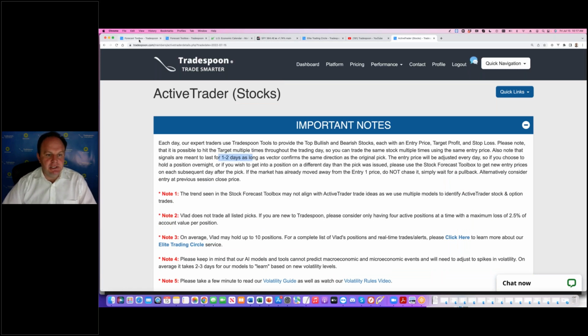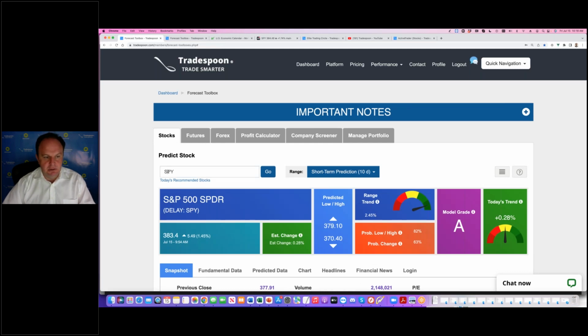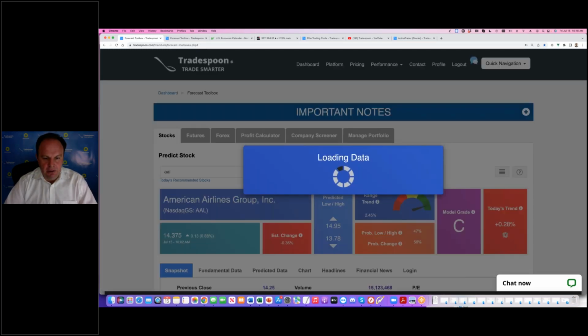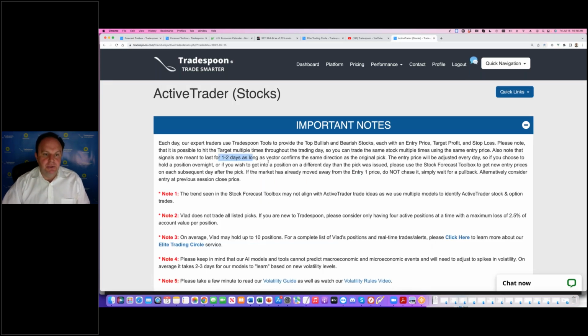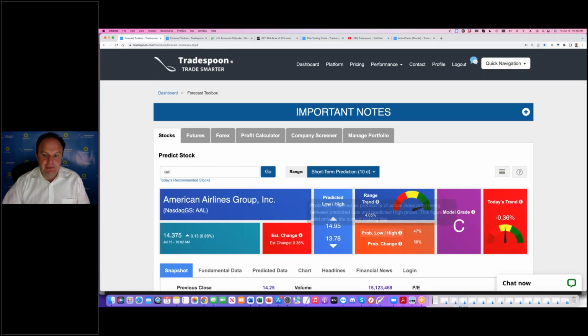But you look, let's say it's stock forecast toolbox, American Airline. So it's still positive, but sometimes it's negative. Let's make an argument that it's negative. Again, ActiveTrader is day trading, 1 or 2 days. This is a 10-day forecast, right? So sometimes stock American Airline can go up in the next 2 days, but then it will go down in the next 10 days. So it's important to understand the time frame.